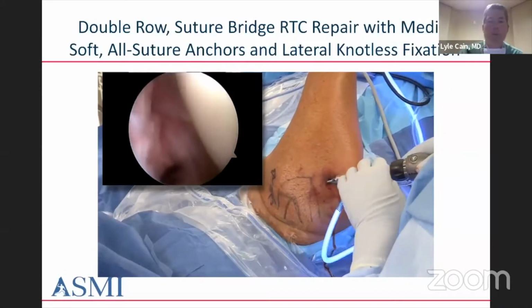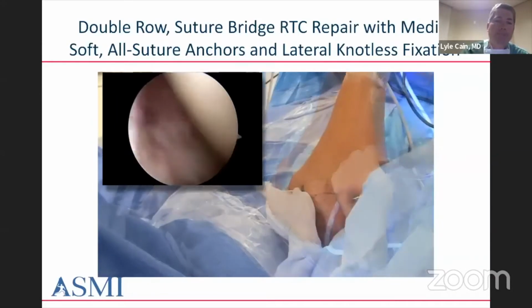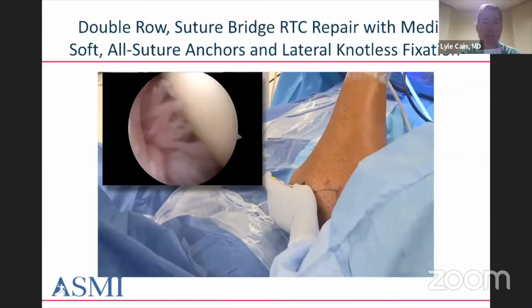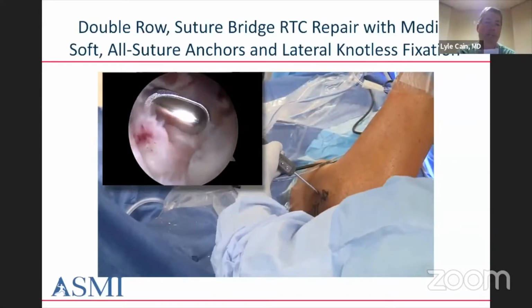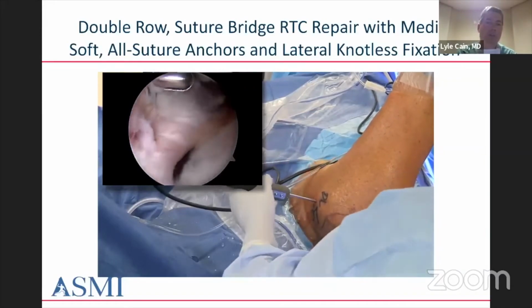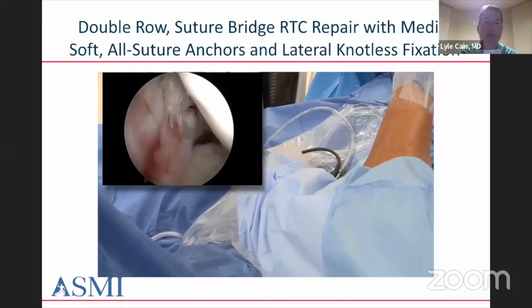This is a right shoulder also. The scope is in the posterior portal. We're going to make our anterior portal using the spinal needle again for localization. We like this to come in about halfway between the subscap and the biceps. It gives you a good angle to do all your work inside the shoulder, also a good angle for doing suture management for labral repairs.